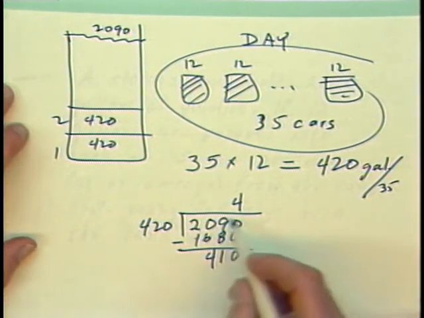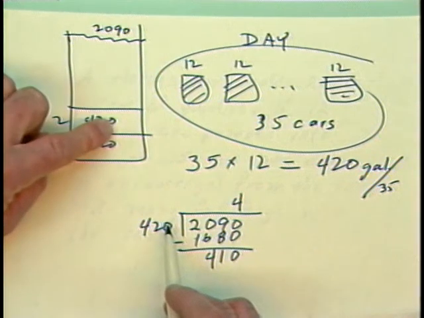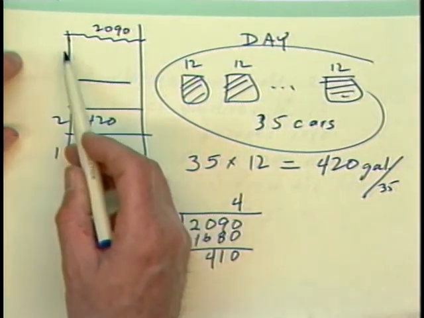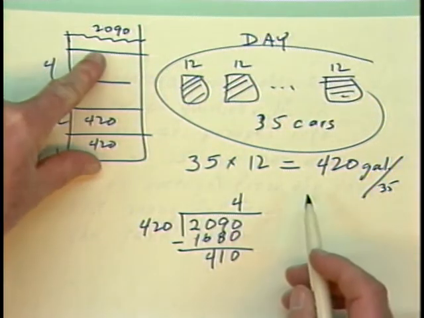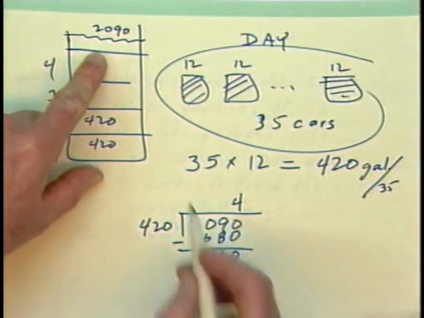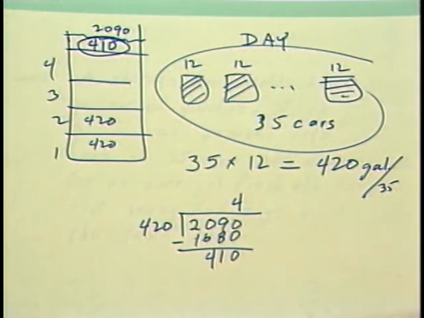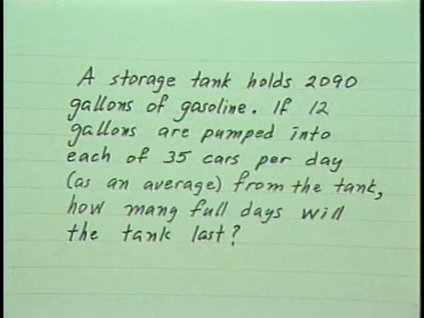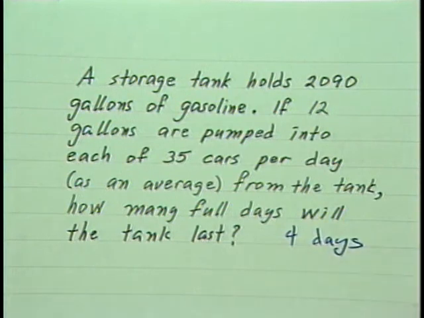4. So if this is how many are going in each day, this will go in 4 times, leaving me, when I'm all done, 410 gallons. So the answer to my question, how many full days will the tank last? 4 days.